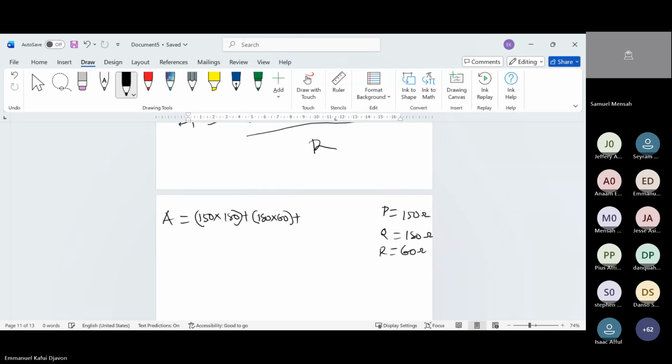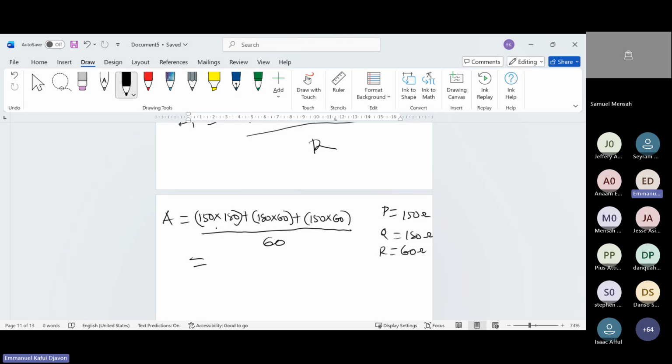Plus R and P. RP, so that will be what? 60 times 150. All divided by what? R. R is what? 60.